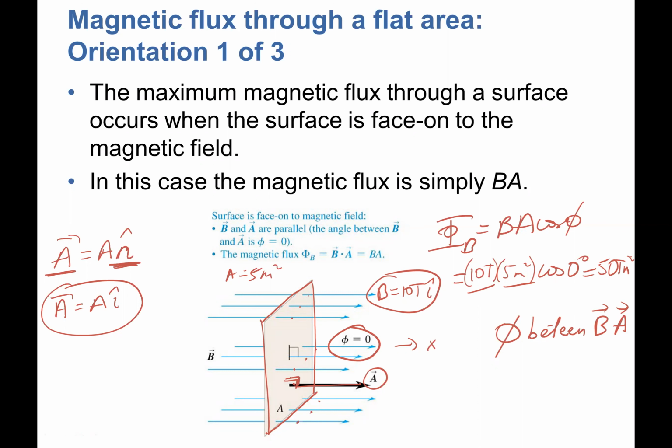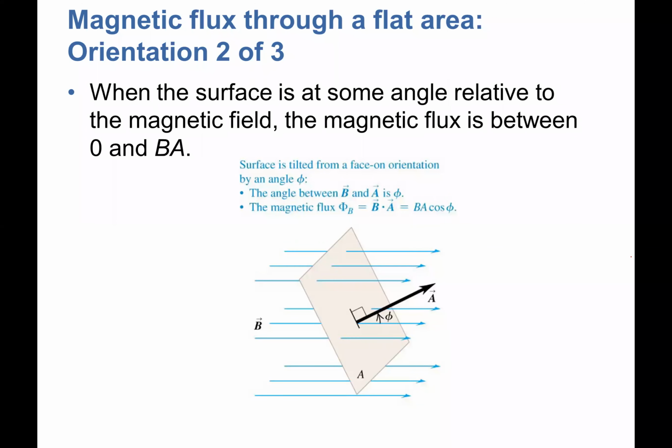So what happens then when you change the orientation of the area? Well, when you change the orientation of the area, one of the things you can see here is this. The magnetic field is still the same, let's say 10 Tesla in the i hat direction, right? It's still pointing in the x direction. But my vector A, if you're changing the area orientation, well, my vector A changes with the surface because it's always perpendicular to the surface.